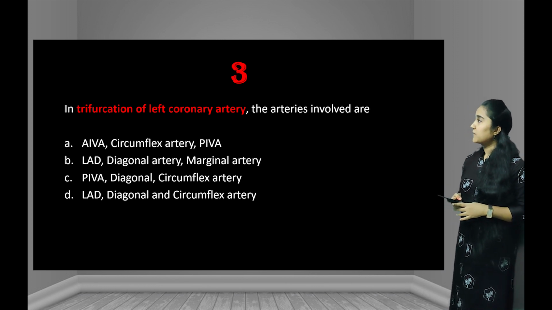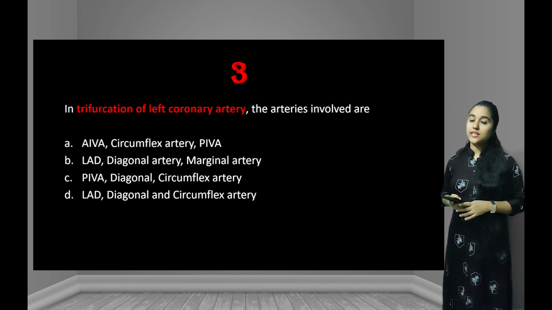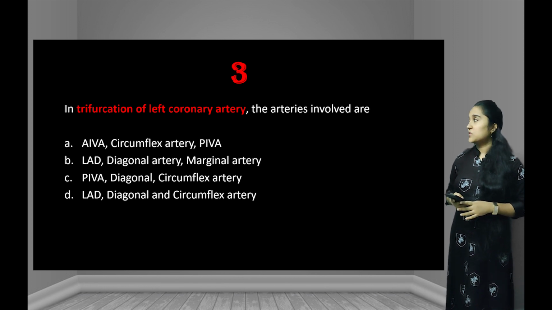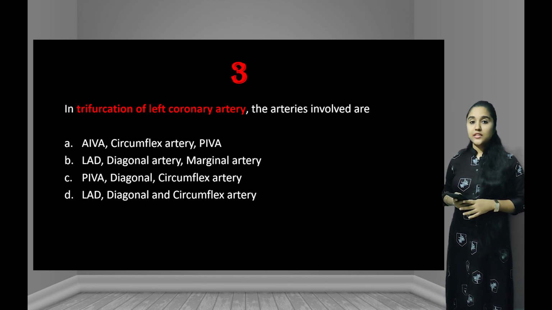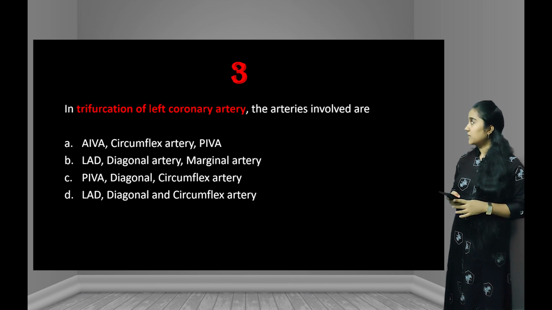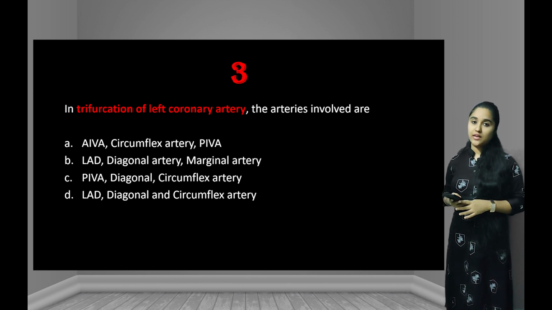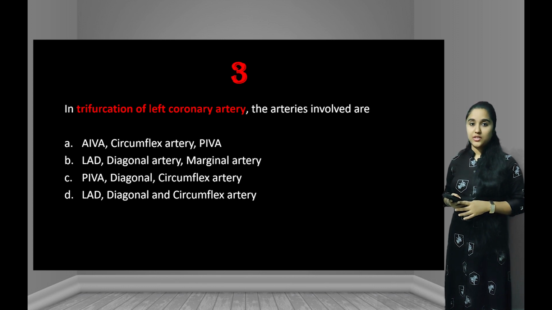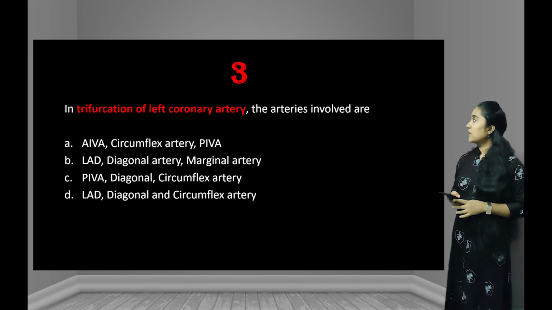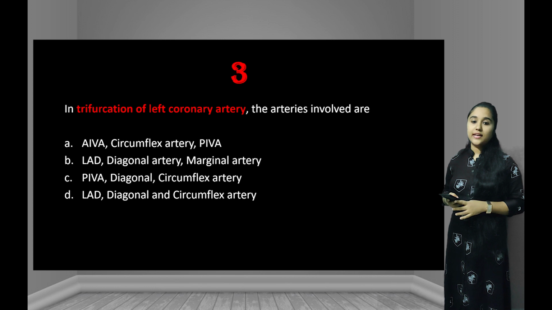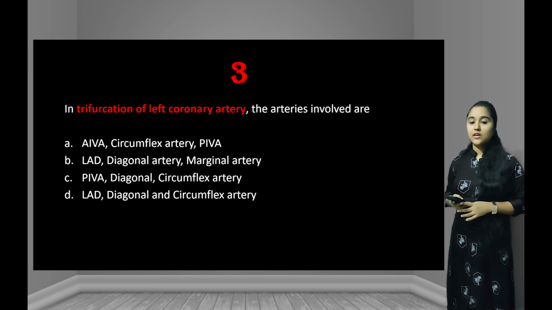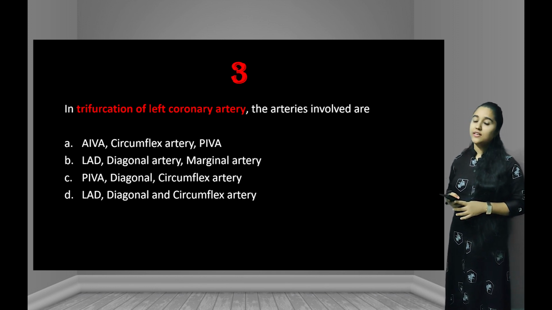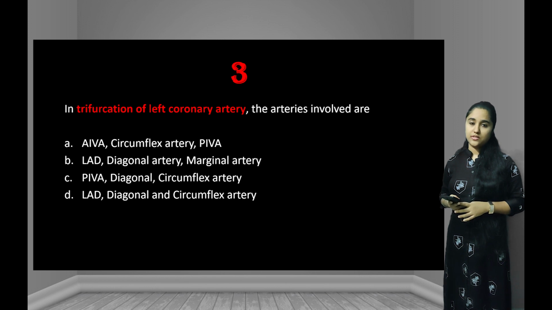In trifurcation of left coronary artery, the arteries involved are: option A, anterior interventricular artery, circumflex artery and posterior interventricular artery. Option B, LAD, diagonal artery and marginal artery. Option C, posterior interventricular artery, diagonal artery and circumflex artery. Option D, LAD, diagonal and circumflex artery.